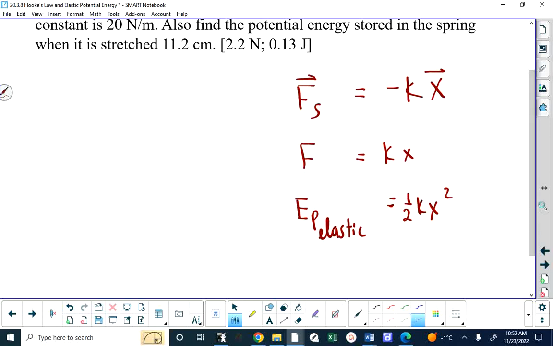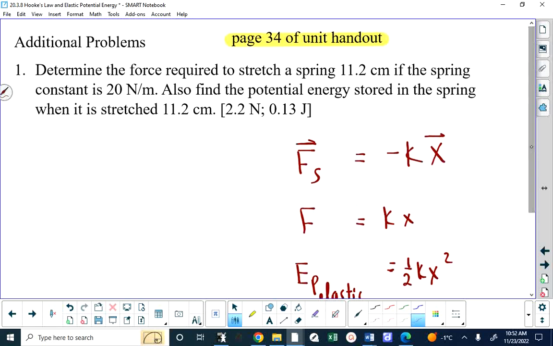In the meantime, let's talk about any questions you have from the additional problems that were assigned. Any questions that anybody has?